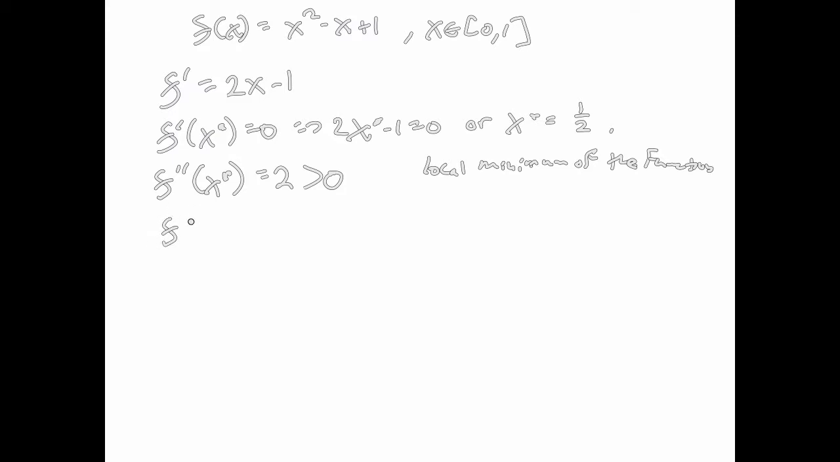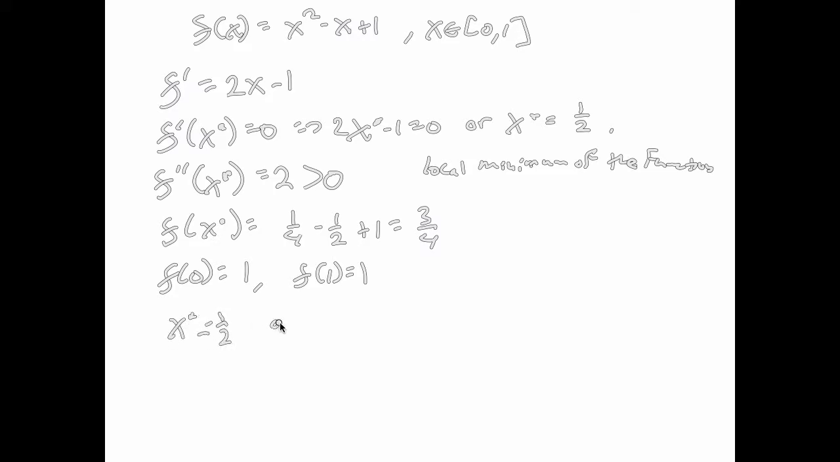So the function evaluated at this point is 1/4 minus 1/2 plus 1 equals 3/4. And the function evaluated at 0 equals 1, and the function evaluated at 1 equals 1. So, to conclude, we have one global minimum. So x star equals 1/2 is the global minimum. And then x equals 0 and 1 are both global maxima. That's it. So that's one example.